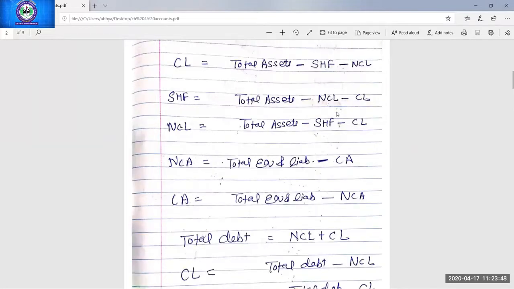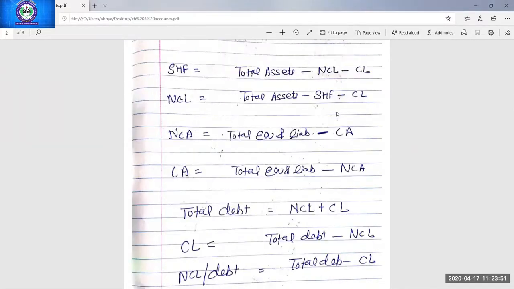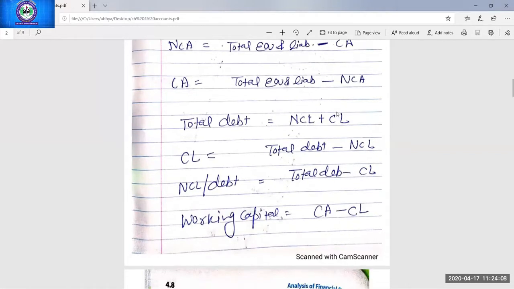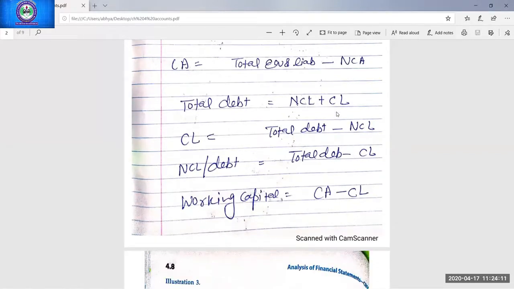If we have to find out non-current assets, and the total assets or the total liabilities are given, it doesn't make any difference because both are the same. So here we can also write total equity and liability or total assets, whatever is given, minus current assets. Current assets: total equity and liability minus non-current assets. Total debt, I told you earlier, is non-current liability plus current liability. If total debt is given and we have to find out current liability, then total debt minus non-current liability. Debt means only the non-current liability, and total debt means non-current plus current.